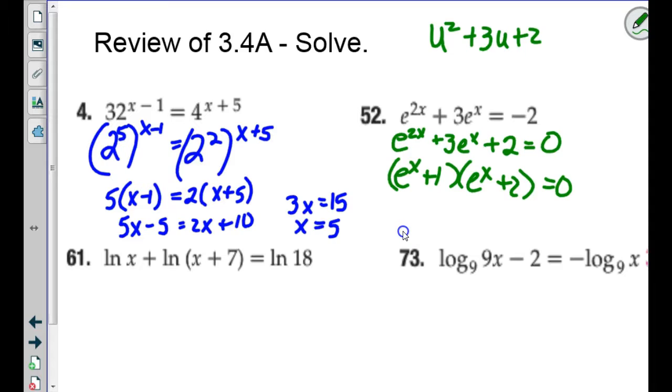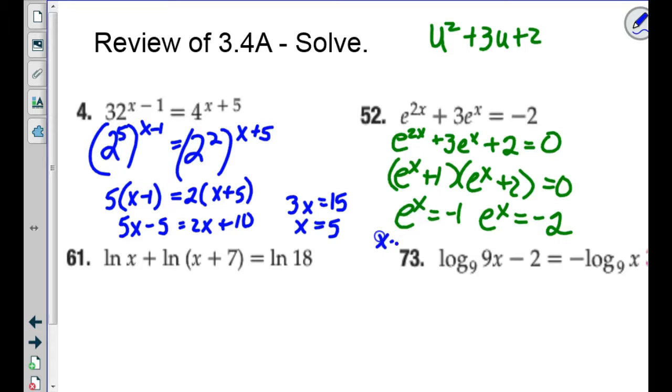Did I do something wrong? Because I'm thinking this is going to have no solution. I think I should have checked this problem out beforehand. Because what's the next step supposed to be? We have to solve for x. So how do we get the x out of the exponent? Yeah, take the log of both sides.